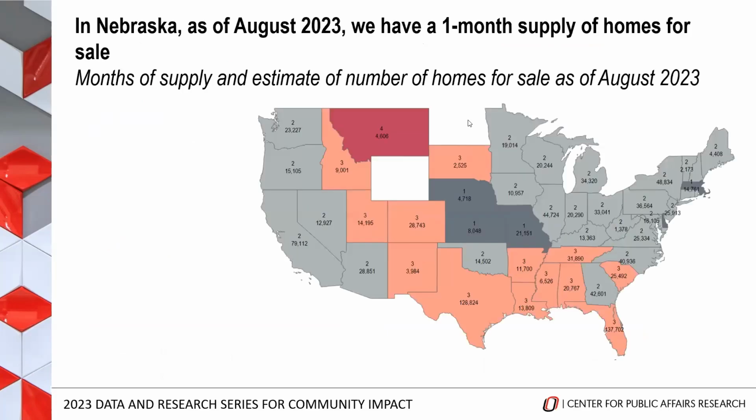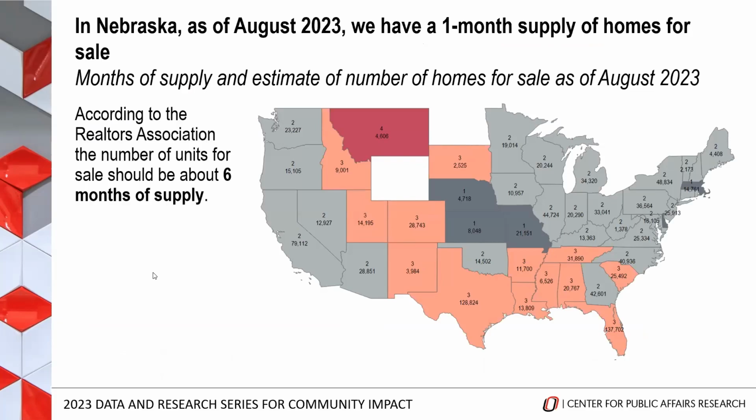Context clues is my last point for you. In Nebraska, as of August 2023, we have 1 month supply of homes for sale. Useful piece of information. I made a fancy map. Probably should put some notes on why there's no data available for them, but it just doesn't mean anything. I think you can show the map, but you have to give them the information.